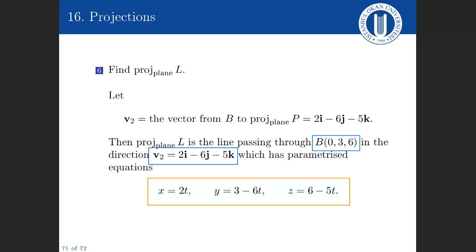The answer to this question is x is equal to 2t, y is equal to 3 minus 6t, and z is equal to 6 minus 5t.